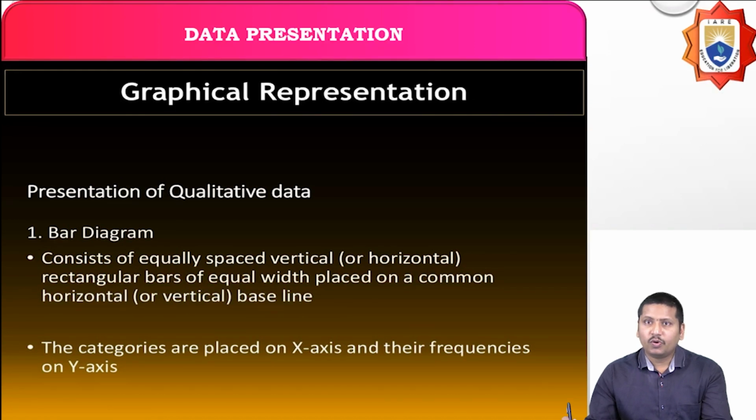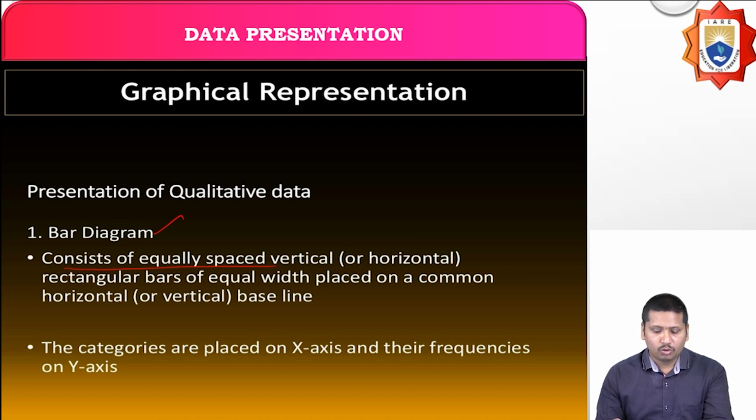So, presentation of qualitative data. If I'm going to consider qualitative data, what kind of graph should I suggest? For that I have to go for the bar diagram, which is the best. It consists of equally spaced vertical or horizontal rectangular bars of equal width placed on a common horizontal baseline. Here the categories are placed on the x-axis and the frequency on the y-axis.